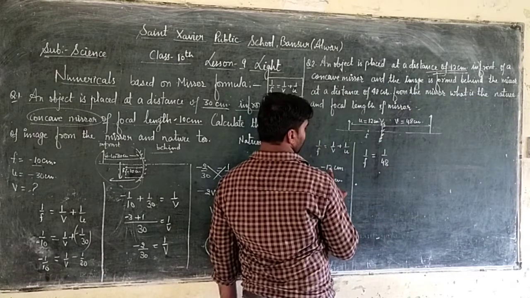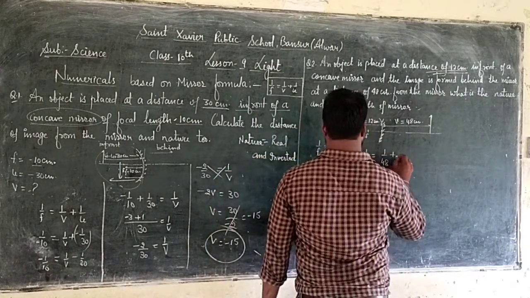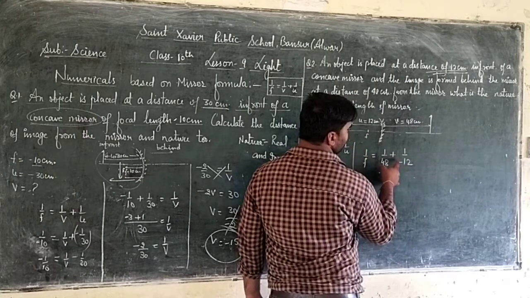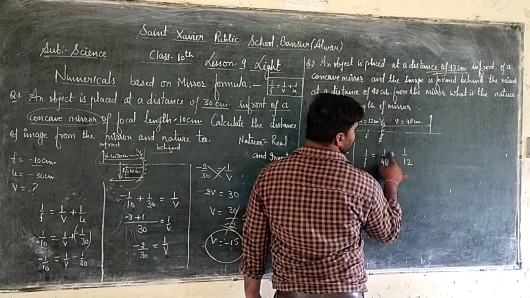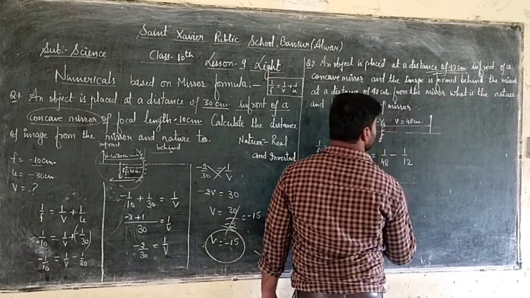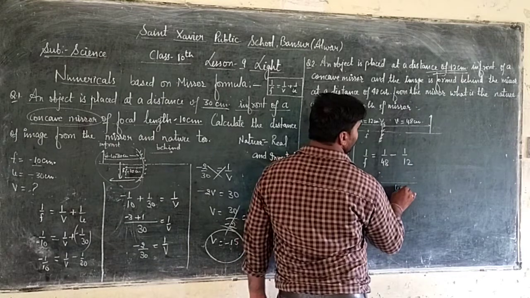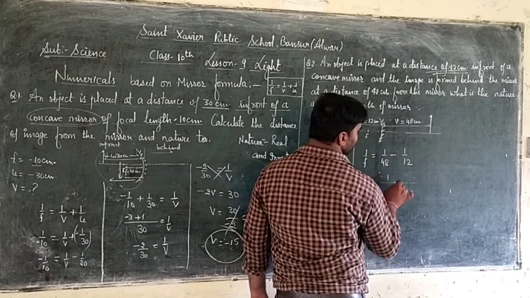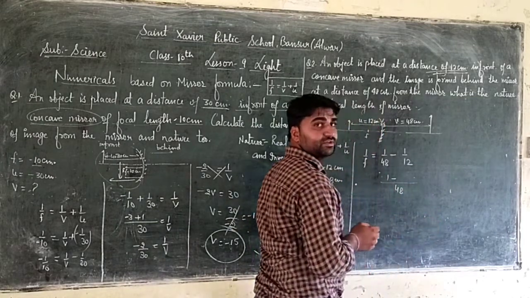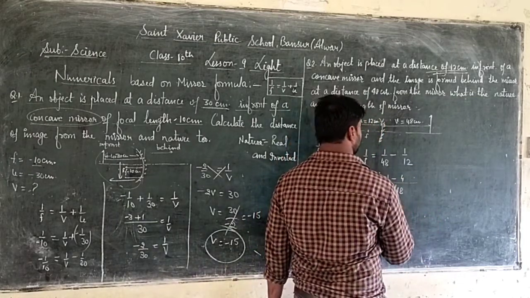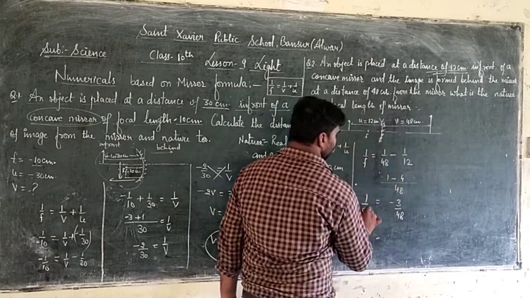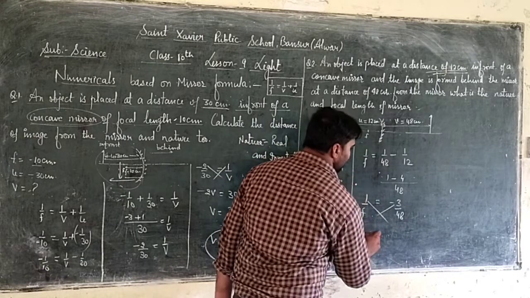After putting the values, 1/f = 1/v, meaning 1/48, plus 1/u, meaning 1/(-12). When negative and positive are multiplied, the sign will be negative. Here we will take the LCM, 48 will be the LCM. 48 1s are 48, 12 4s are 48. So it is 1 minus 4, which is negative 3 by 48, equal to 1/f.